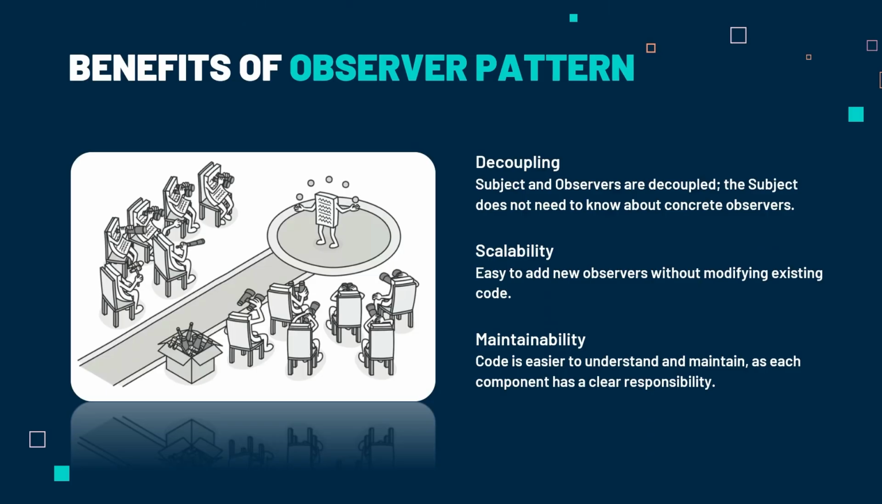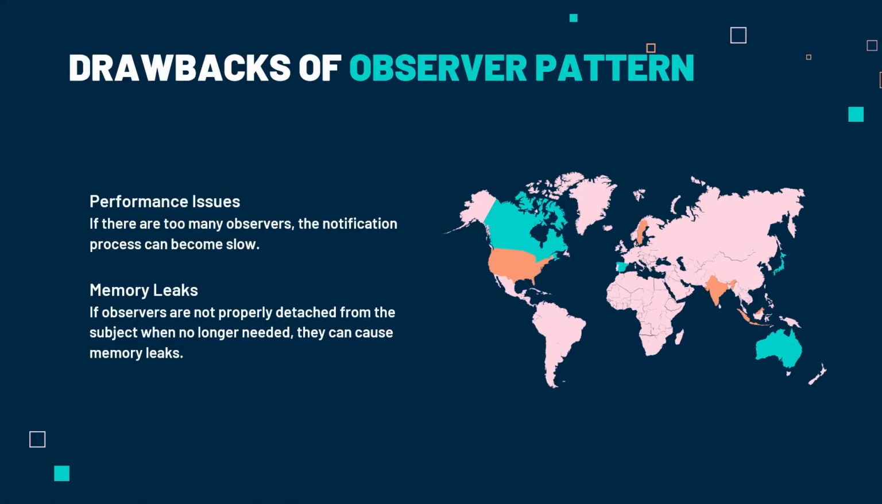What about the drawbacks? The drawbacks of the observer pattern are performance issues and memory leaks. If there are too many observers, the notification process can become slow. And if the observers are not properly detached from the subject when no longer needed, they can cause memory leaks.